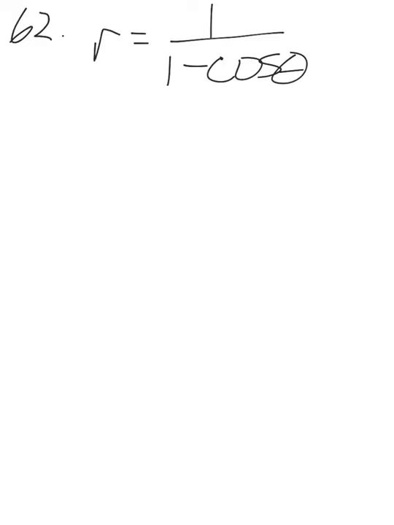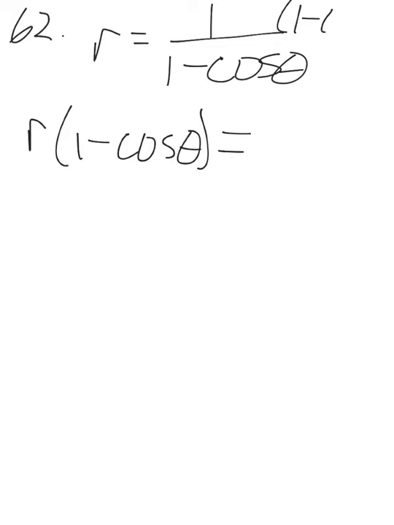If I multiply both sides by the 1 minus cosine, I have an r times those two terms. And then I can distribute the r in, and I have something to work with. So that's what I'm going to do. I'm going to multiply the 1 minus cosine to both sides of the equation. That's what it'll look like on the left. On the right, if I have 1 minus cosine here, these cancel, and I'm just left with 1. Okay, so now it looks like we're getting somewhere.